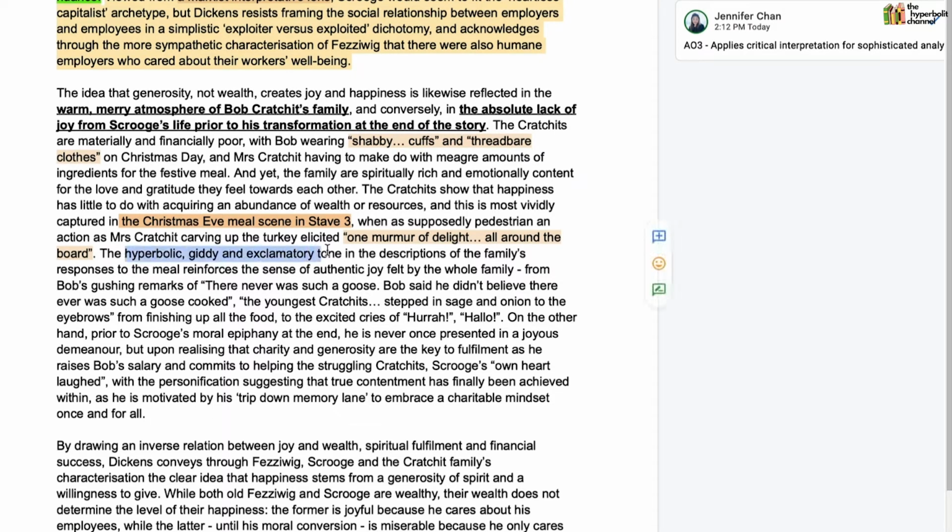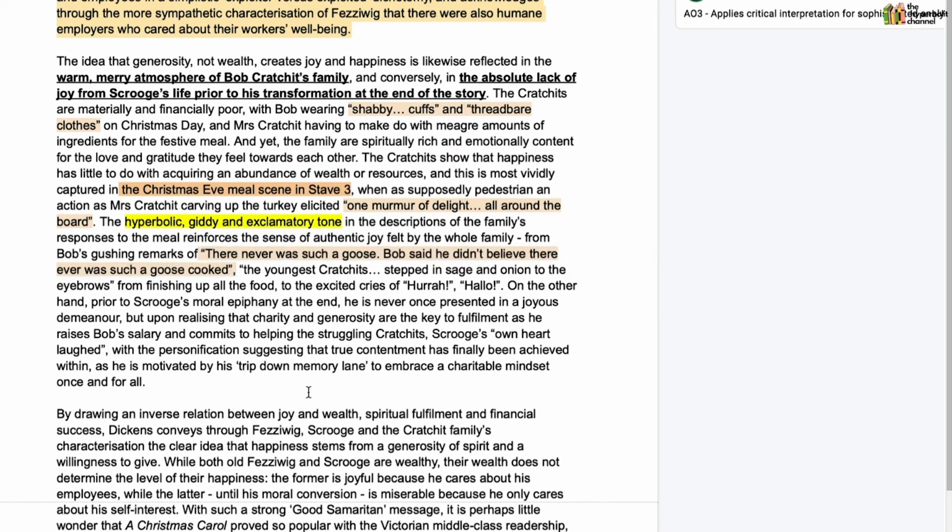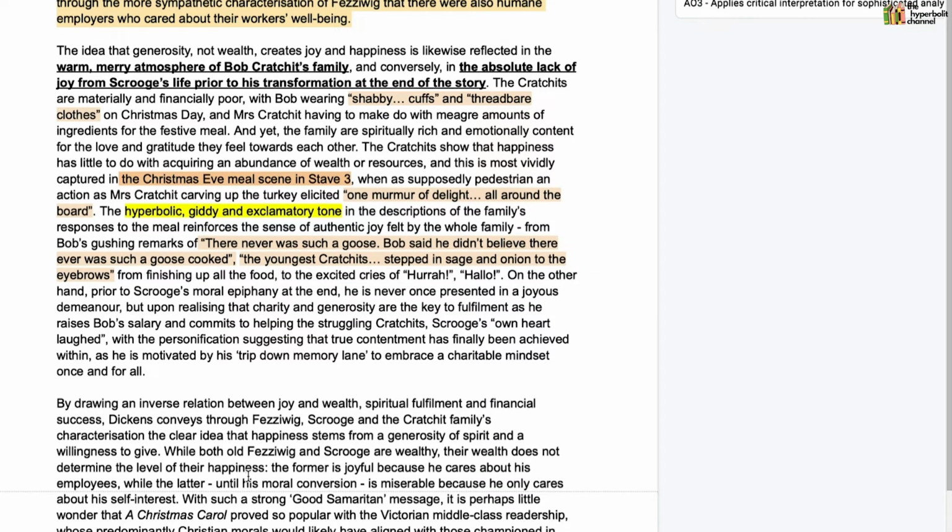The hyperbolic, giddy and exclamatory tone, another method here addressing tone and hyperbole, in the descriptions of the family's responses to the meal reinforces the sense of authentic joy felt by the whole family. So here telling us how the use of methods create this effect that is related to the idea that we are arguing for. From Bob's gushing remarks of, there never was such a goose. Bob said he didn't believe there ever was such a goose cooked, the youngest Cratchits steeped in sage and onion to the eyebrows, which is, of course, a hyperbolic description of just how much they ate to their hearts and tummy's delight for finishing all the food, to the excited cries of hurrah, hallo throughout the scene.